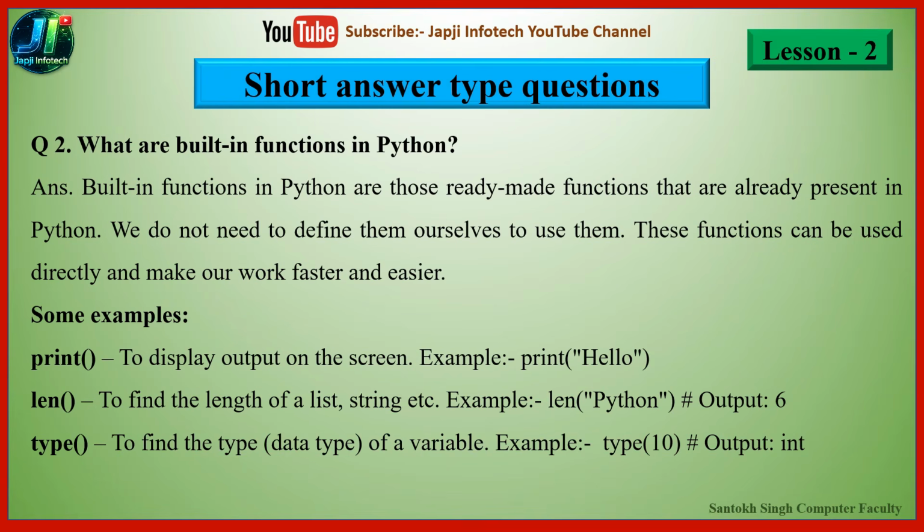And third one is type function. We can use the type function to find the type or data type of a variable. For example, type, in the parenthesis we are writing 10, and the output of the following code is integer, because 10 is an integer type.